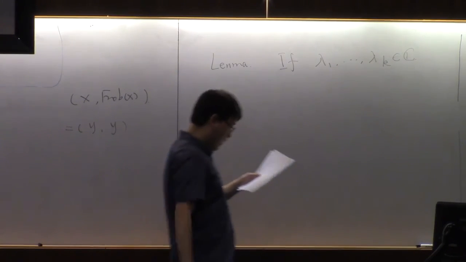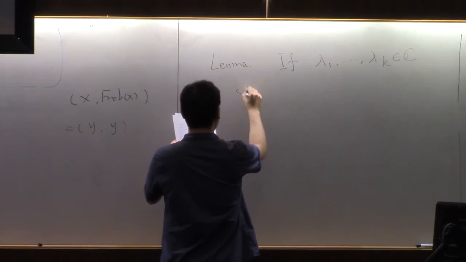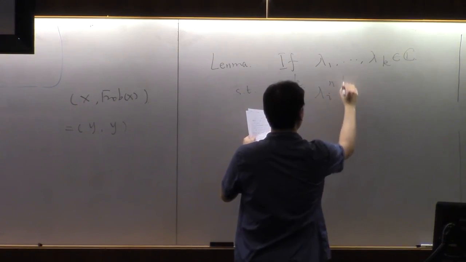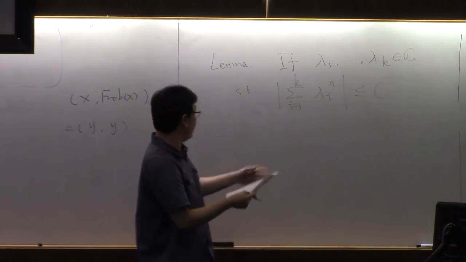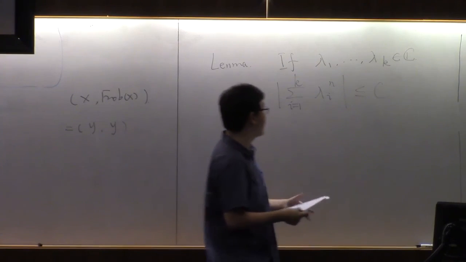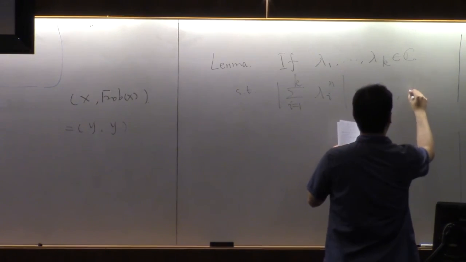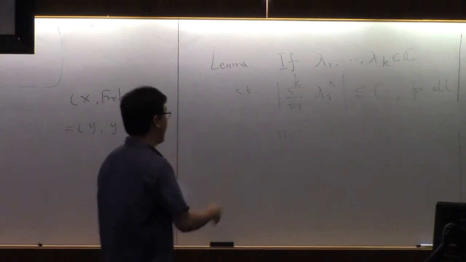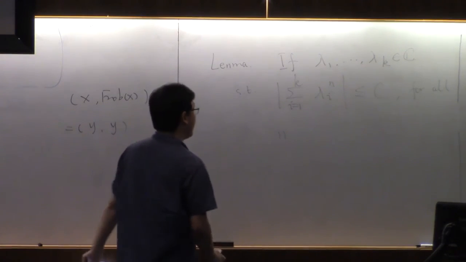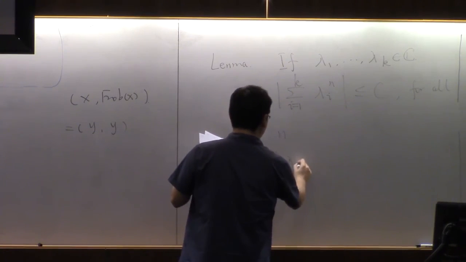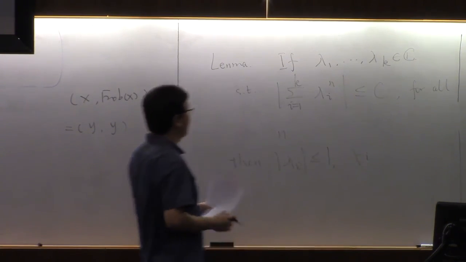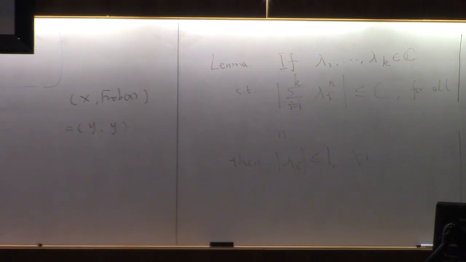So suppose you have k complex numbers, and you assume that you raise these numbers to the nth power, you take the sum. This is always bounded by some constant c for all integer n. So for each n, you raise them to the nth power, you take the sum, and the absolute value is always bounded by a constant number c. Then you can show that actually each of these complex numbers has absolute value smaller or equal to 1. So this is not a very easy lemma, but if you know what a complex number is, you should be able to prove this lemma.